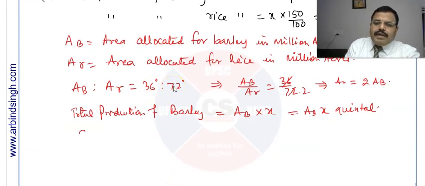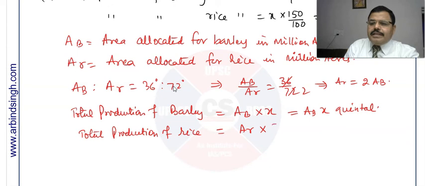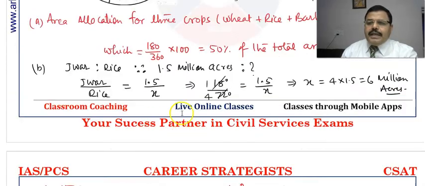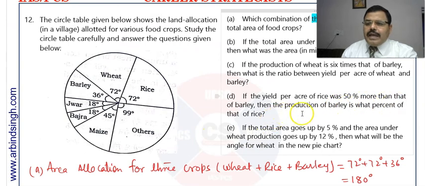So the total production of rice is the area of rice into the production rate of rice, which is 3x by 2, and the area of rice is twice the area of barley. So 3x by 2 into 2 AB, the 2 and 2 cancel, and that is 3ABx quintal, right?